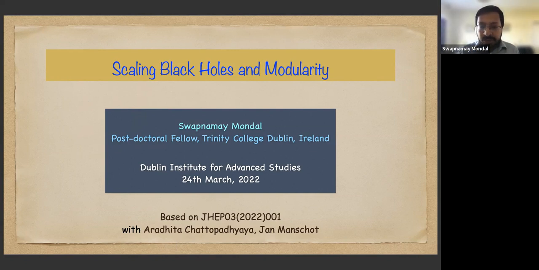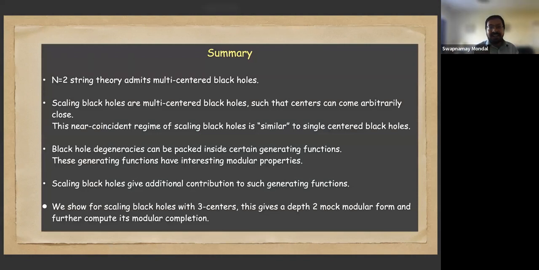Okay, so let's summarize. In this talk, I'll talk about black holes in N=2 string theory. And there, along with usual single-centered black holes, you happen to have multi-centered black holes as well. Our object of study, as the title suggests, would be a special kind of multi-centered black holes called scaling black holes. They're called so because their distances are not quite fixed by relevant equations. They keep a scaling degree of freedom.